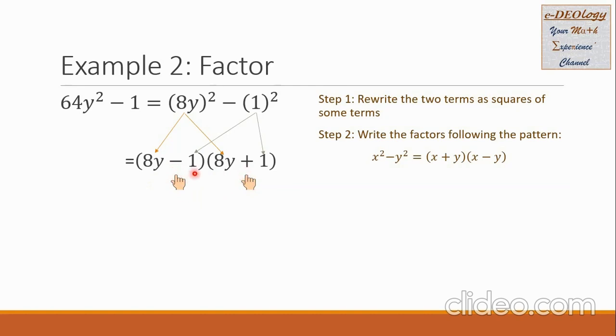Now for the second term, we copy that 1. So it's now placed here and also in here. So our answer is the binomial 8y minus 1 times 8y plus 1. This is our final answer.